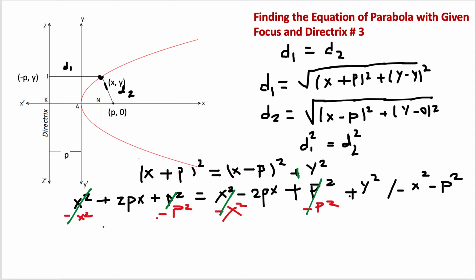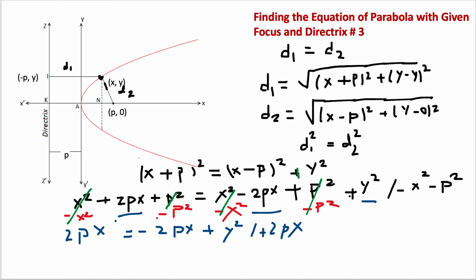What remains on this side is just 2px. What remains on the other side is minus 2px plus y squared. And I want the x's and y's in two different places. So let's add 2px to both sides.